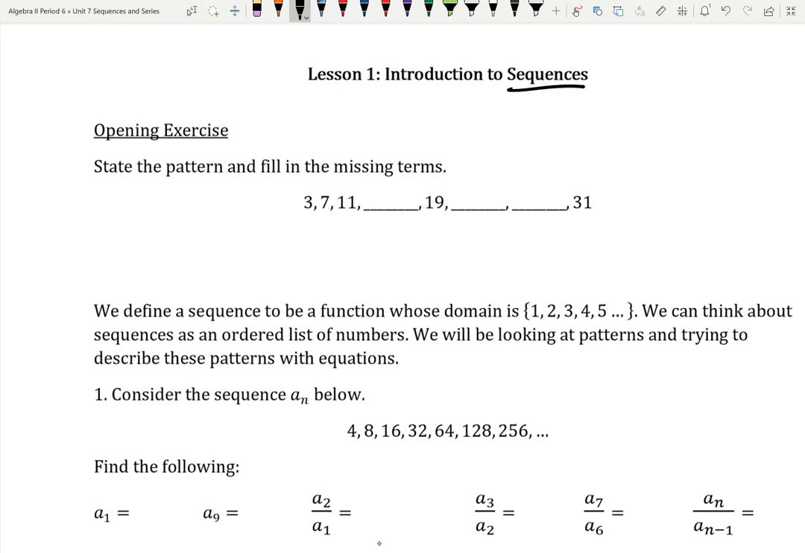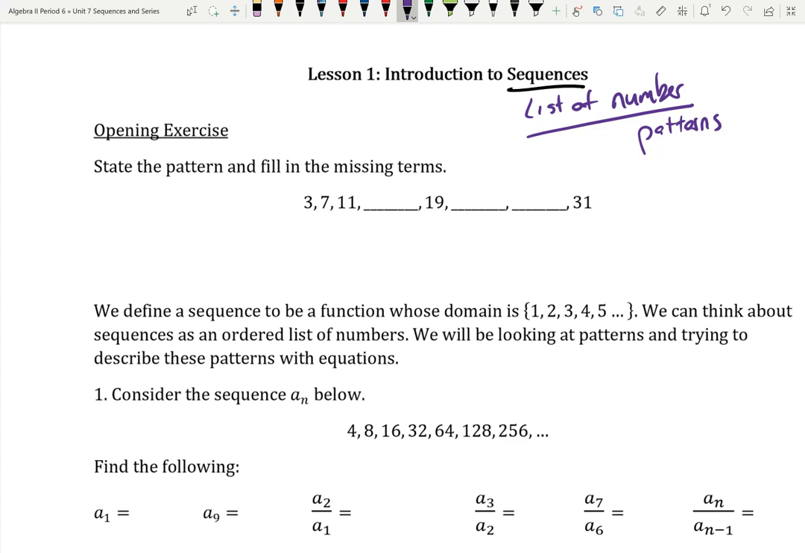So sequences, luckily, are just a list of numbers. Sequences are literally a list of numbers, and we're going to be looking at the patterns that we find in these numbers and how we can express those patterns mathematically. So state the pattern and fill in the missing terms. I'm going to let you do this on your own because you can. So hit pause, fill in those missing terms for me. What is the pattern in that sequence?